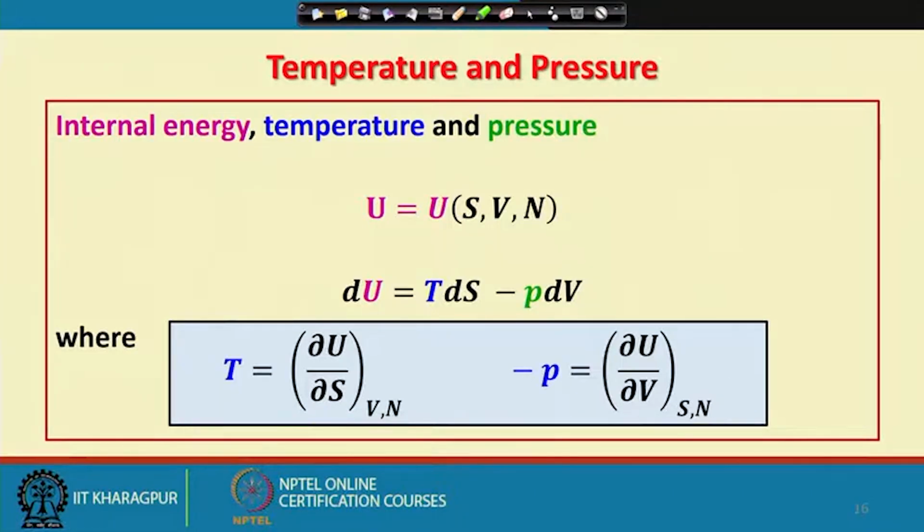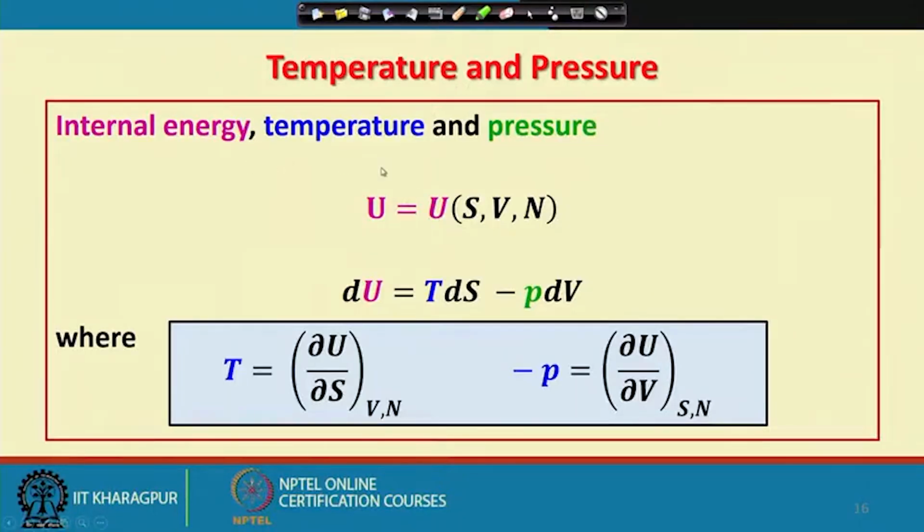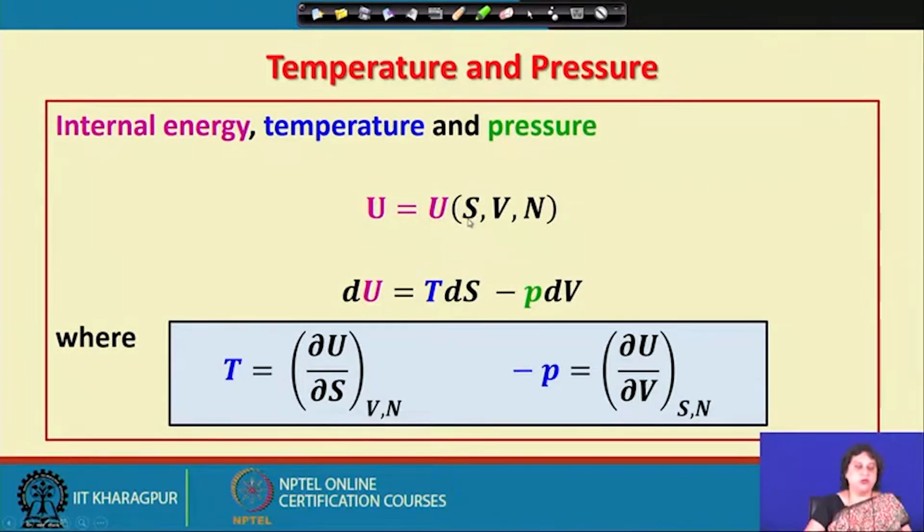And within this framework, thermodynamics also introduces the concept of intensive variables. What are the two most common intensive variables that we know about? Temperature and pressure. So, let us have a look at, if I am expressing U as a function of S, V and N, in that case I can very easily write that dU is equal to TdS minus PdV.